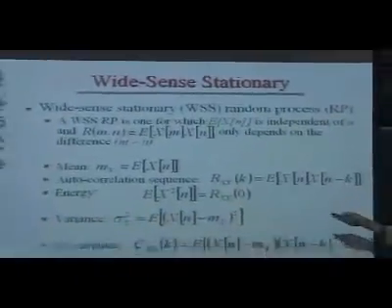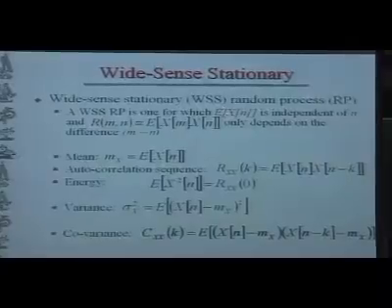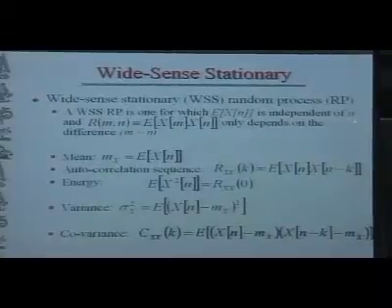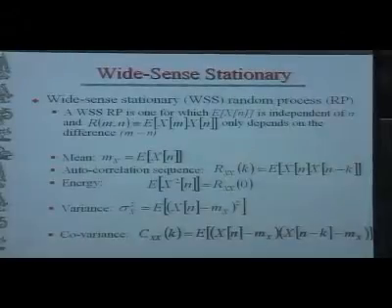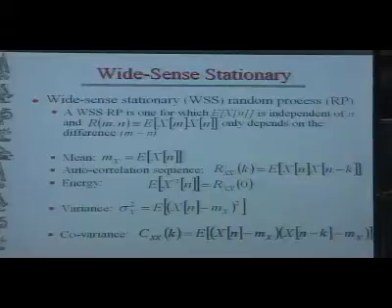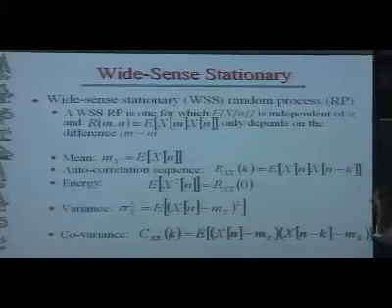A wide-sense stationary random process is one for which the expectation of x of n is independent of n, so it has the same mean throughout, and the expectation of x index m and x index n only depends on the difference between m and n. How far m and n are away from each other, and that's it.